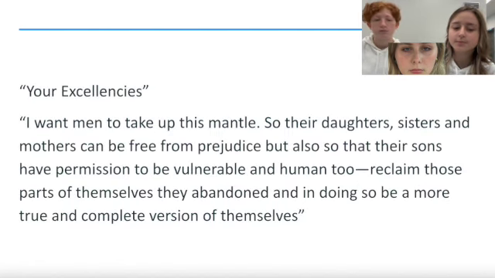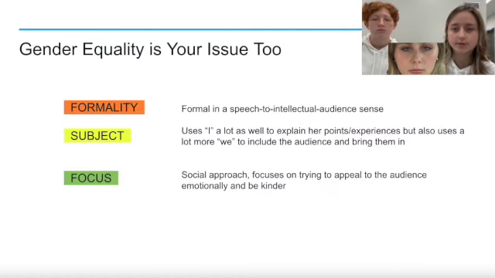"Your Excellencies, I want men to take up this mantle so their daughters, sisters, and mothers can be free from prejudice, but also so that their sons have permission to be vulnerable and human too. Reclaim those parts of themselves they abandoned, and in doing so, be a more true and complete version of themselves." This is formal, not in a scientific way, but more in the sense of a speech to an audience that is presumed intellectual.